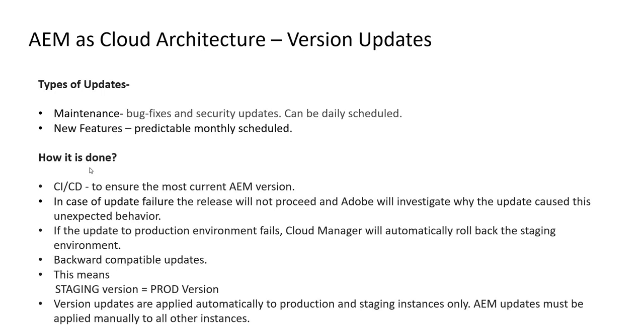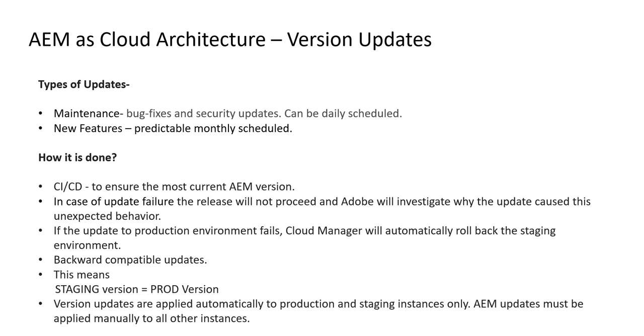Okay, and what happens is, when this upgrade happens and if there is any failure, then of course it will be stopped, and the Adobe support team will investigate and find the root cause of why it failed. And for example, if the update fails on the production environment, then Cloud Manager will automatically roll it back for staging as well. It means the staging version will always be the production version. So this is again a good thing in AEM Cloud.